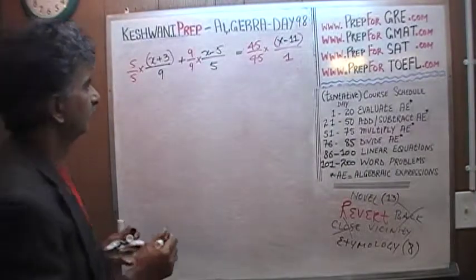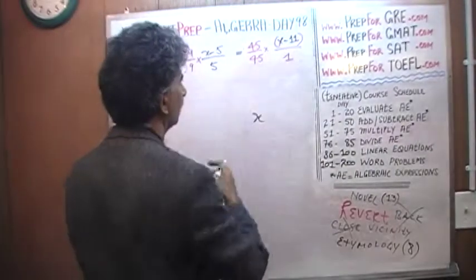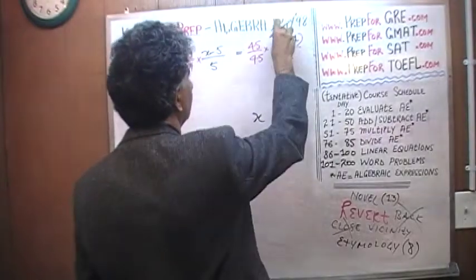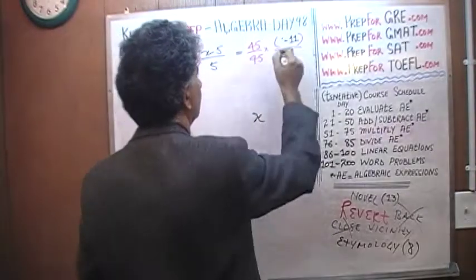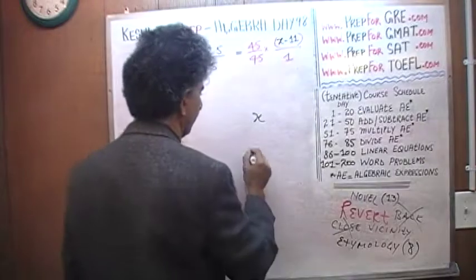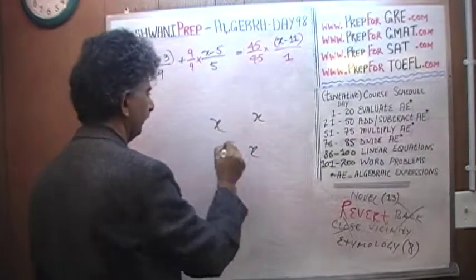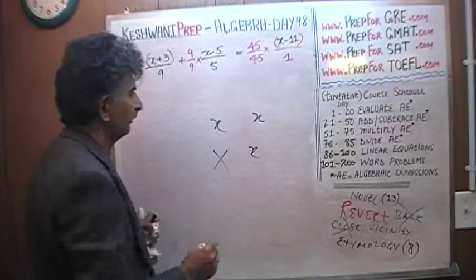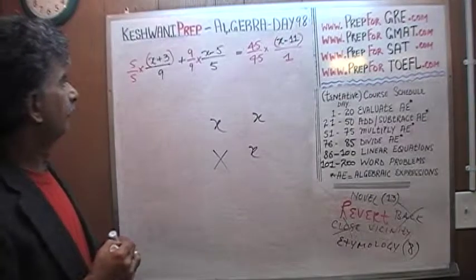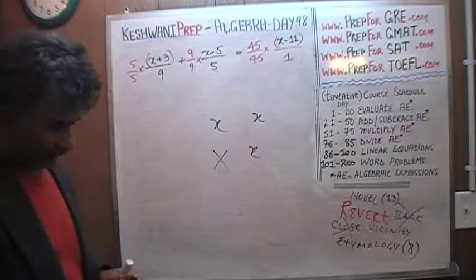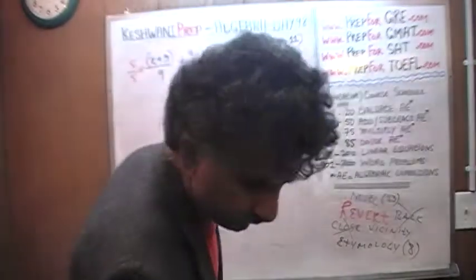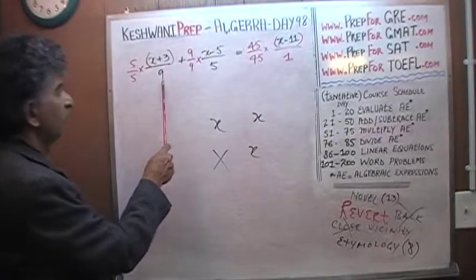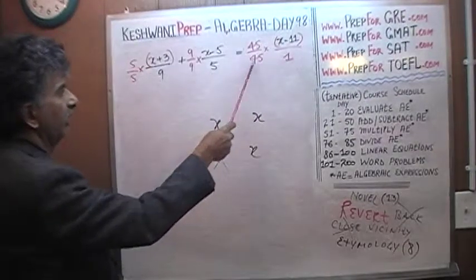Except now the x does not come out as my usual x. I put that as a multiplication sign, didn't I? When I write x, I do not lift my hand. And when I do a multiplication sign, I lift my hand. Alright, so that's it. Now everything has a denominator of 45. 5 times 9 is 45, 9 times 5 is 45, and that is 45.